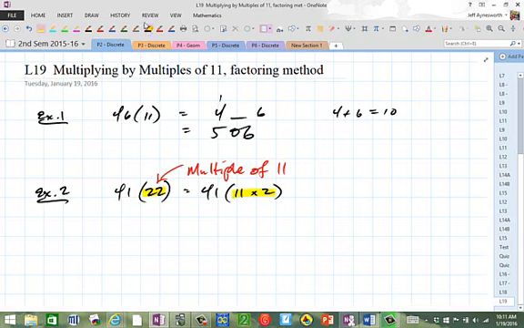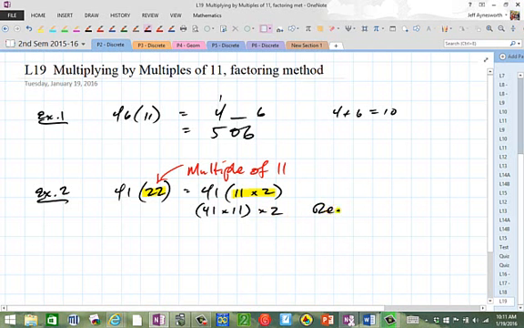Now, of course, all this stuff is done in your head later on. What we want to do is multiply 41 times 11 and then double. That's all I want to do. So I factor first mentally, then I regroup and multiply. 41 times 11 is just 451. And then you double that.